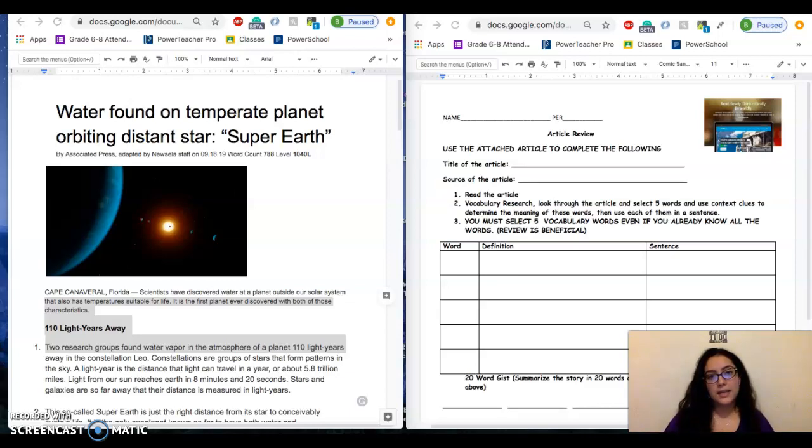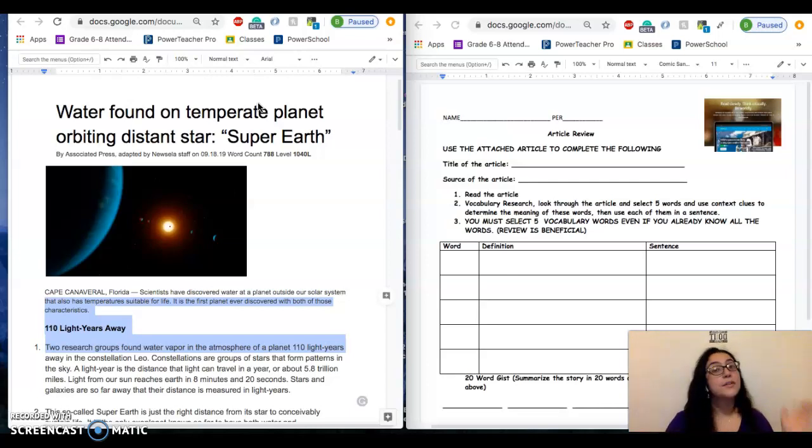The learning target is I am learning to close read an article. The success criteria is being able to change titles into questions, to be able to highlight in different colors important information, words that you don't know. And lastly, be able to summarize in 20 words or less.